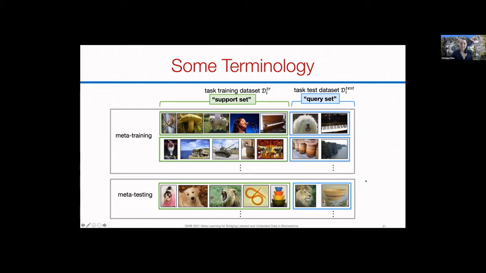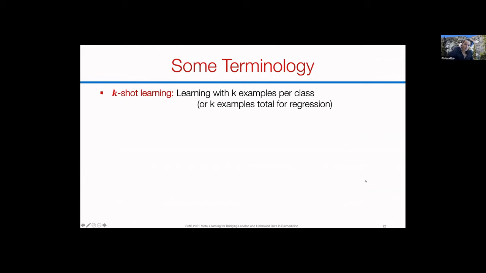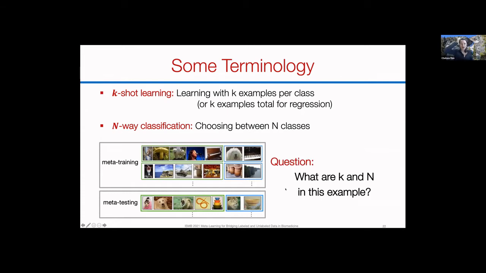Then we view the K-shot learning problem as learning with K examples per class. So in one-shot learning, we have one example per class, and in two-shot learning, we have two examples per class. Or in the regression case, we assume that we have K examples total. And then we will use the letter N to denote classification between N different classes. So in this example, if you think about what K and N are, we can see that we're trying to classify between 5 different classes in each of these tasks. So this means it's a 5-way classification problem, or N equals 5. And we see that in each of our training sets, we only have one example per class, and so we're doing one-shot learning. So this is referred to as 5-way one-shot classification. And K and N can be different numbers depending on your problem.